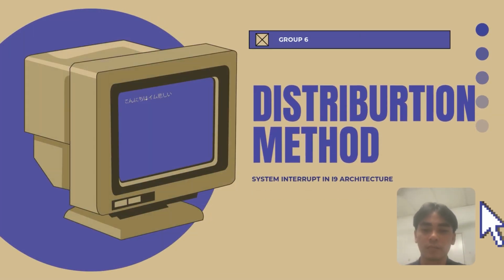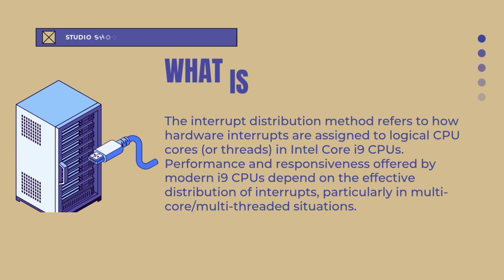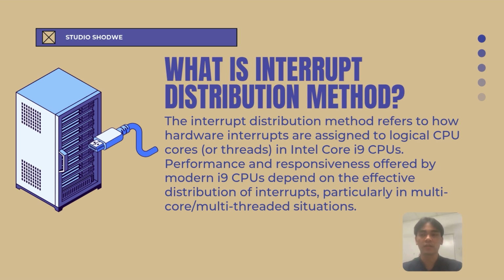My name is Muhammad Adil Hakimi, and now I'm going to introduce to you guys what is the distribution method for system interrupt in i9 architecture. So first thing first, what is the interrupt distribution method? The interrupt distribution method refers to how hardware interrupts are assigned to logical CPU cores or threads in Intel Core i9 CPUs. Performance and responsiveness offered by modern i9 CPUs depend on the effective distribution of interrupts, particularly in multi-core or multi-threaded situations.